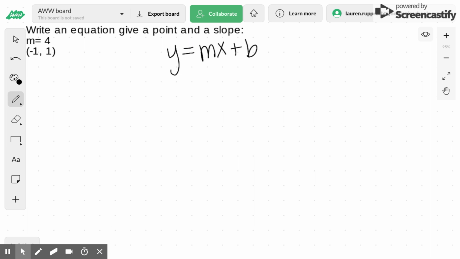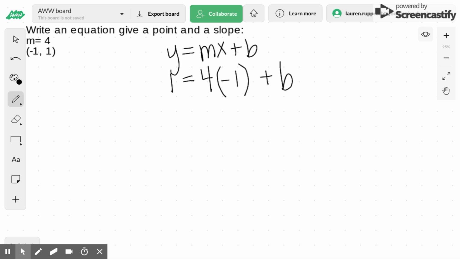So I have m. I can substitute in 4. I can take the x and y letters out and put in the x and y values from my point. So the x coordinate is 1. The m value is 4. Remember, the invisible operation going on between m and x is multiplication. So I'm going to multiply by my x value, which is -1, plus b, my variable, because I do not know what b is yet.